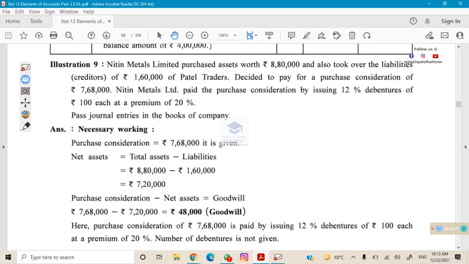Illustration 9. Nitin Metals Limited purchased assets worth rupees 8,80,000 and also took over liability, that is creditor of 1,60,000 of Patel Traders. Decided to pay a purchase consideration of 7,68,000. Nitin Metal paid the purchase consideration by issuing 12% debenture of 100 each at a premium of 20%. Okay.